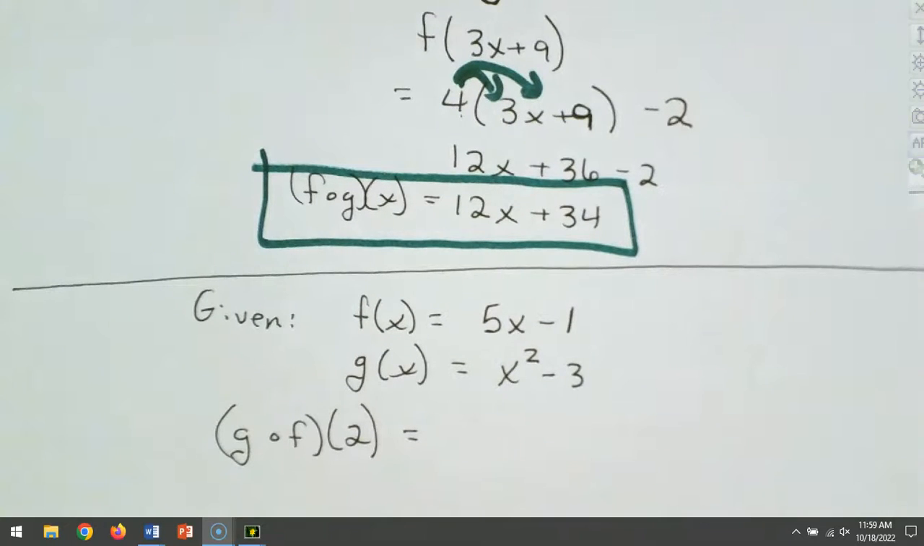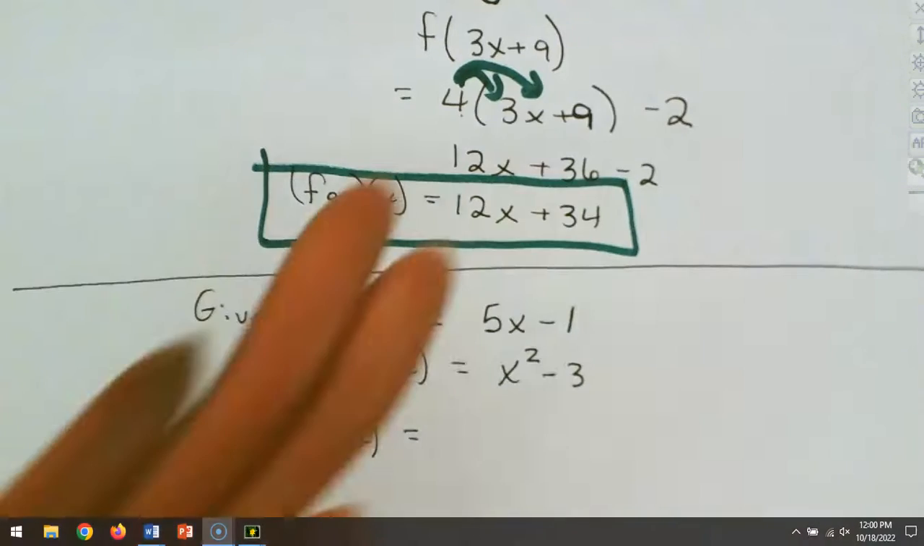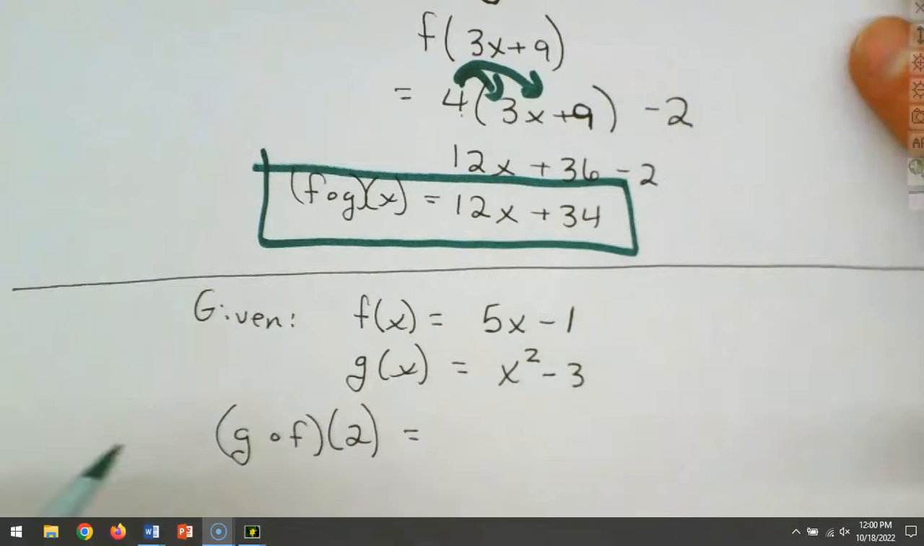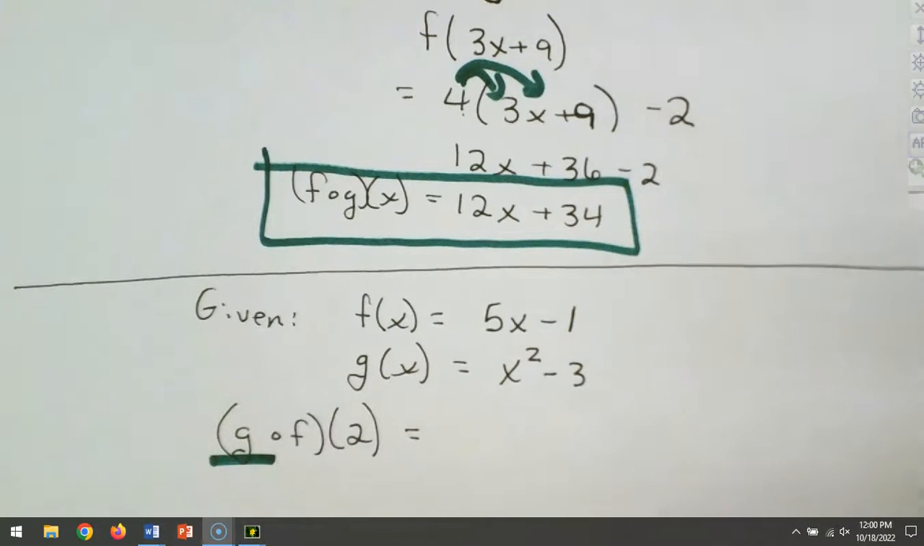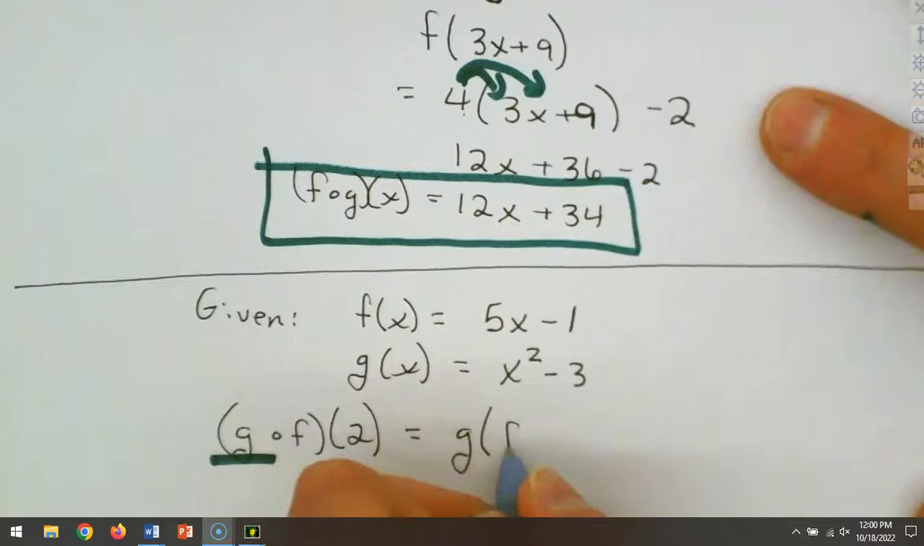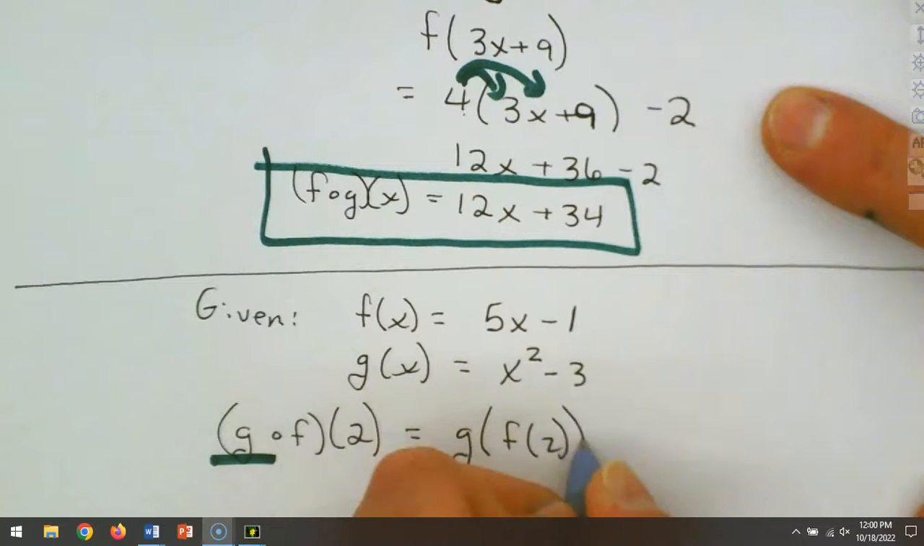Because what are we going to get out? We should end up with a number out, right? Why should we end up with a number out? Because there's a number inside of the parentheses. So number in means we get a number out. Now, which one goes first in this case? Which one is listed first? G. So G goes in front. F of 2 is on the inside.